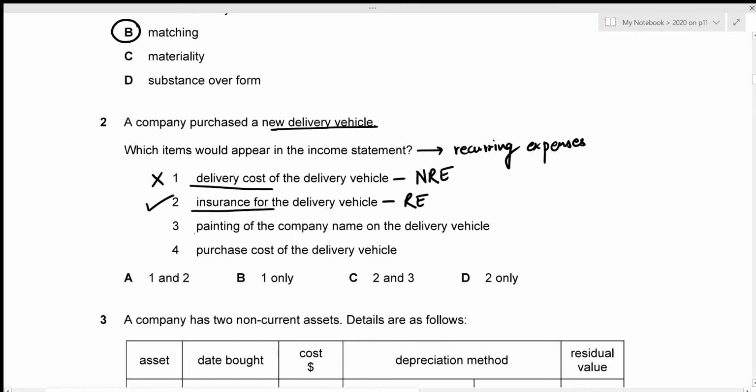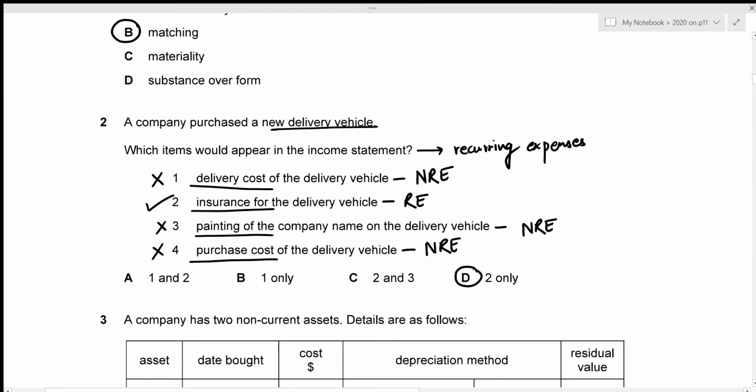Then the third one is painting of the company name on the delivery vehicle. Once the name of the company has been painted, it does not have to be painted again after a certain period, right? So we can categorize this as a non-recurring expense, which will not be included in our income statement. Then the fourth one is the purchase cost of the delivery vehicle, and this is obviously a non-recurring expense, because once we have purchased it, we do not have to pay for it time and again, right? This is also a capital expenditure which would not appear in the income statement. So the only item that will appear in the income statement is item 2, and that is given in option D. This will be our correct answer.